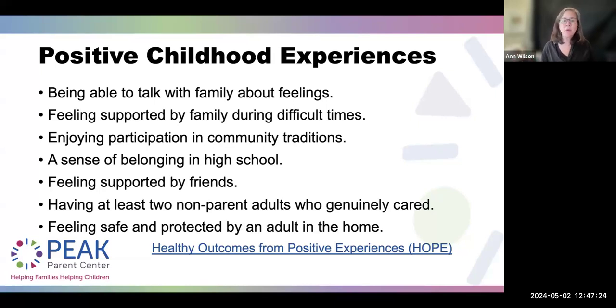So something that's really important is being able to talk with family about feeling supported by family during difficult times. I found that to be really important, at least in my family, to get through college and sometimes to get through work stress. And then just enjoying participation in community traditions. Some of these we have less control over, such as a sense of belonging in high school or feeling supported by friends. They also say having at least two non-parent adults who genuinely cared, and then feeling safe and protected by an adult in the home. So these are just some things that you can think about, how you're doing things that might help to improve those outcomes beyond school.